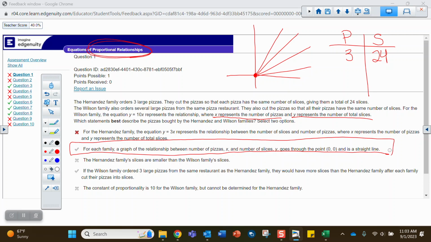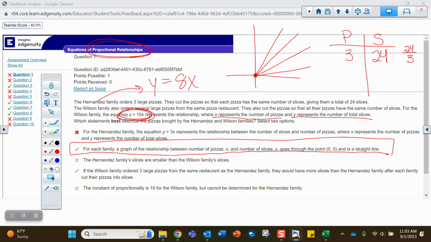And then the last one says, if the Wilson family ordered 3 large pizzas from the same restaurant as the Hernandez family, they would have more slices than the Hernandez family. That's true. What's happening here is if you take 24 over 3, you find that constant of proportionality. The Hernandez family's equation would be y equals 8x. They're getting 8 slices per pizza. And if we compare that to the Wilson family, they are getting 10 slices per pizza.